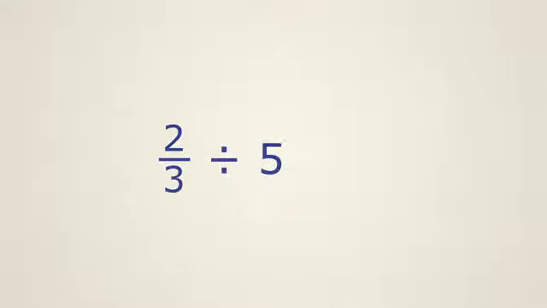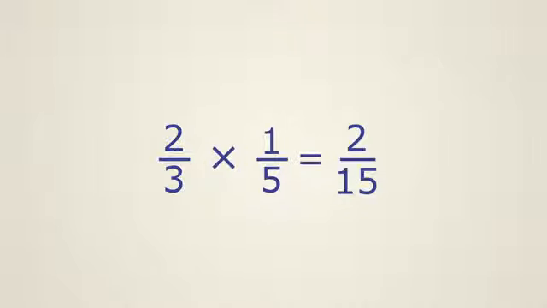The second strategy you'll see is that students will take the whole number and make it the denominator of a unit fraction. Now they take this new unit fraction and multiply it by the original fraction in the problem, and the product they get is the answer.